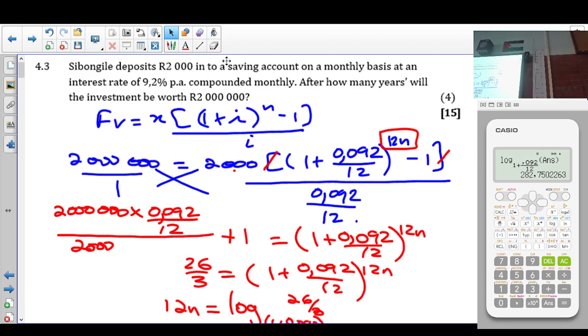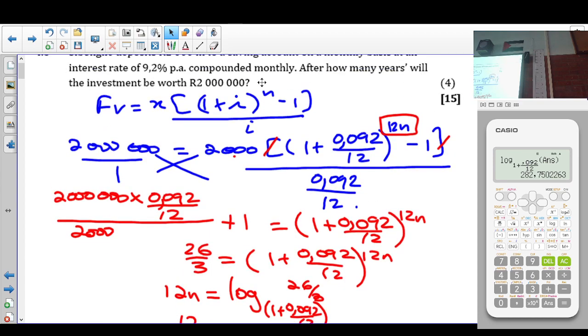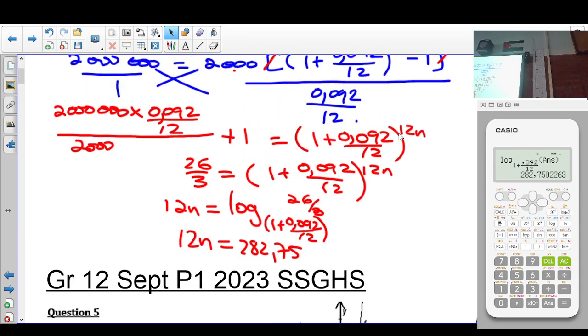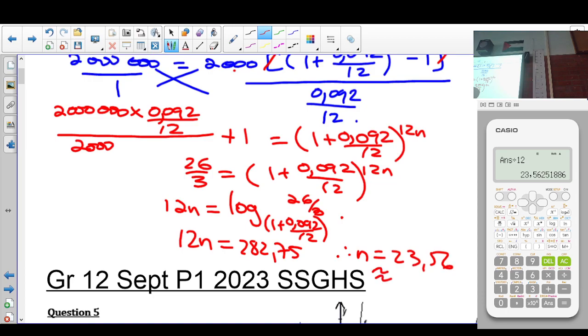So it's a question: after how many years will the investment be worth 2 million? So I should divide it by 12. Therefore n is equal to your answer divided by 12, which gives 23,56, approximately 24 years. You guys understand? Is there any confusion there?